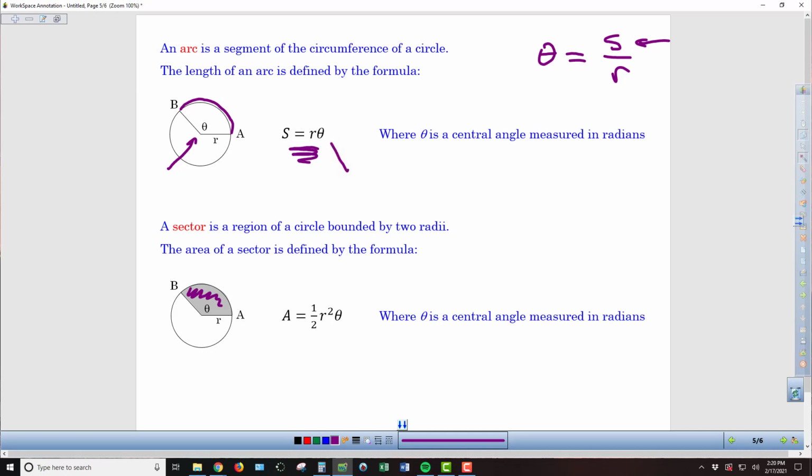So the key is that theta that we're going to use to make this calculation for the arc length has to be measured in radians. If we're given that measure in degrees, we have to convert it to radians for this formula for arc length to apply. And the same is true for the sector equation. So for the sector equation, we have area equals 1/2 times the radius squared times theta. And so again, theta has to be measured in radians for us to be able to use that formula.